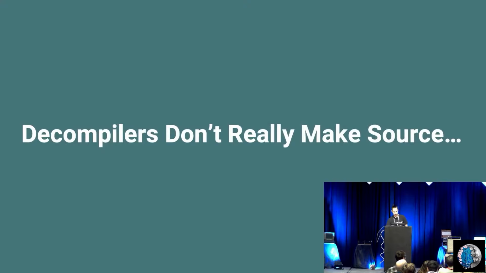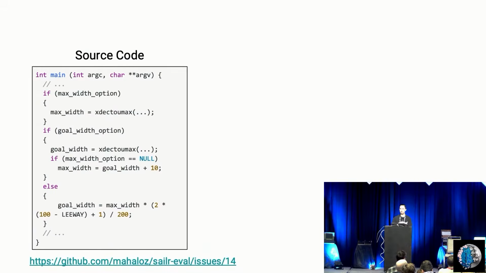And that's because decompilers don't really make source code. This is the big hidden thing. They don't actually output source code. And in fact, they don't even get close to outputting source code, which is the whole point of why they're so bad here. Let's do a little example. I won't go too far into it because I've done this in previous talks before, which you can check out at that link below.